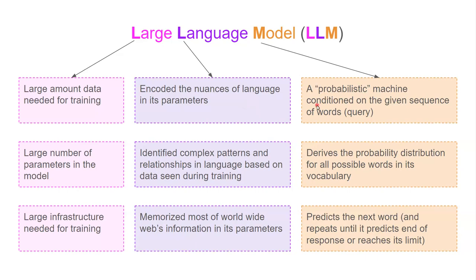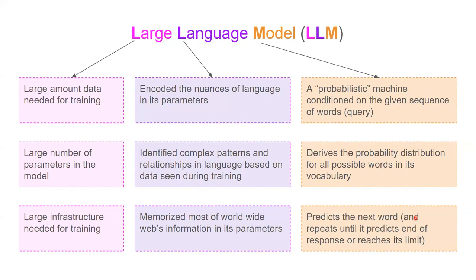So it's a conditional generation, which is conditioned on the sequence of words. And then it comes up with the probability distribution, right, for all the possible words in its vocabulary. Then it picks the best word as the next one, and so on. We can repeat it until we get the end of the sentence or when we reach the limit. Now, let's intuitively understand how these models are trained.